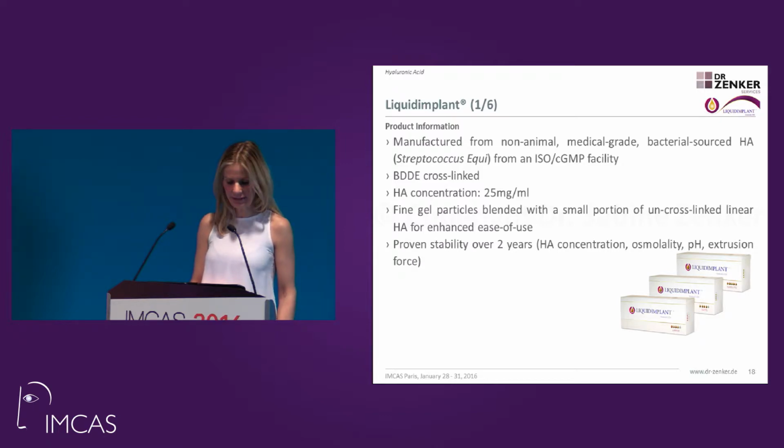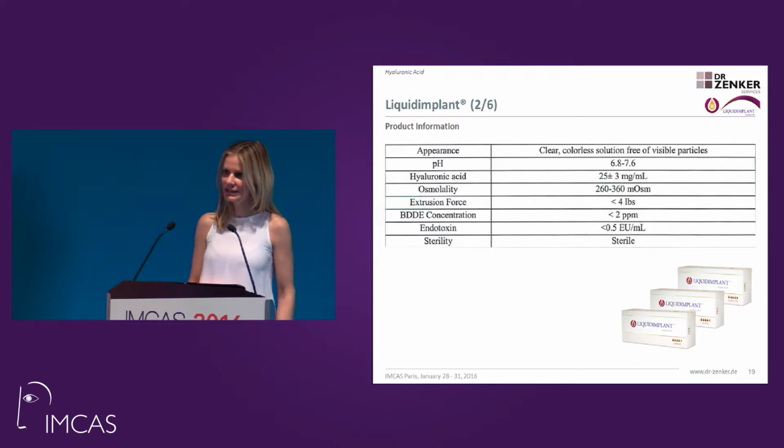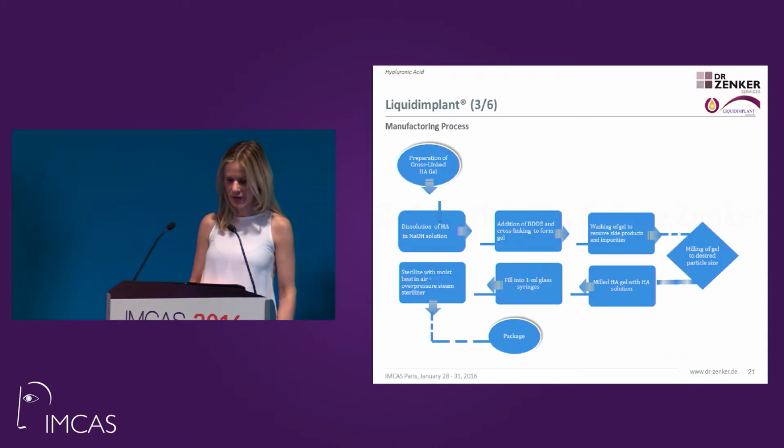So the hyaluronic acid of Liquid Implant is a very good to inject substance, very similar to the physiological HA, having a physiological pH and very low endotoxin levels. So the manufacturing process is basically a complex process of dissolving the HA and then milling the gel, and then finally packing it into the glass syringes for the doctor's use.